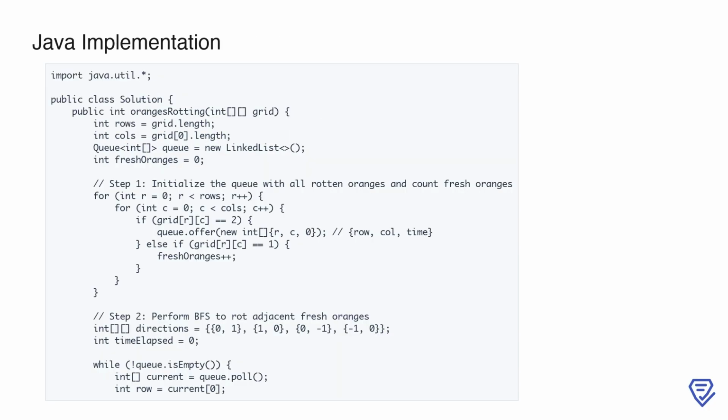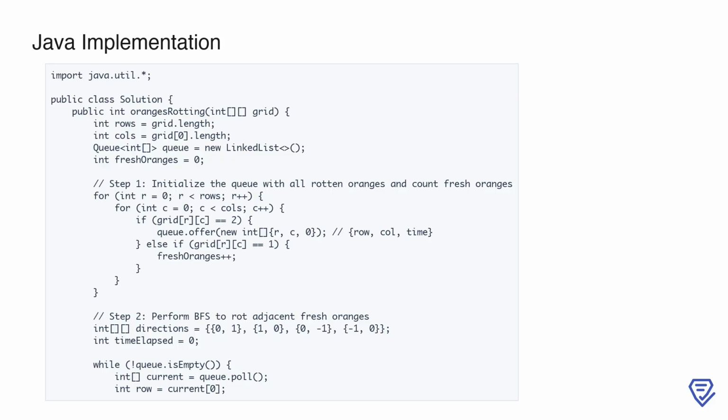Here, we begin by importing the necessary libraries and defining our solution class. The method oranges rotting takes a 2D grid as input, where each cell represents the state of an orange, 0 for empty, 1 for fresh, and 2 for rotten. To start, we determine the number of rows and columns in the grid.